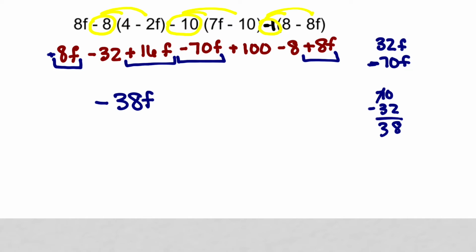Okay, and now let me look at my constants. I have a negative 32, a positive 100, and a negative 8. So negative 32 and negative 8 is negative 40. And I have a positive 100. The difference in those is 60, and it's more positive. So my actual answer for that is negative 38f plus 60.